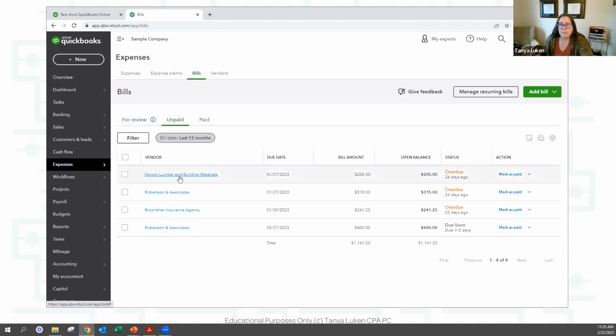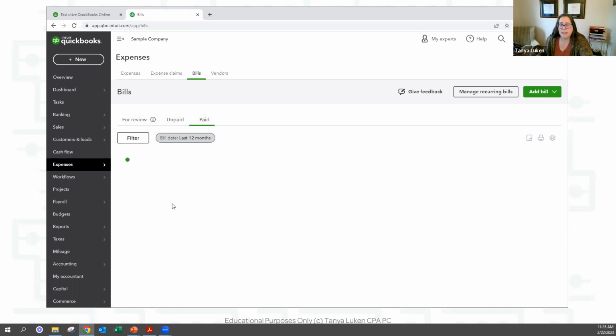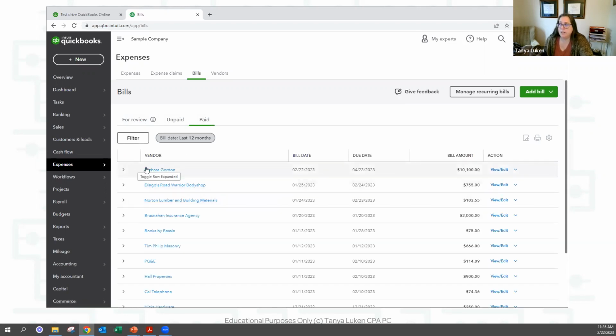Unpaid would be any unpaid bills. And here you can see our 2 accountant invoices. Paid bills would be anything that we've already paid. So here's our $10,000 payment that we made to our reported.